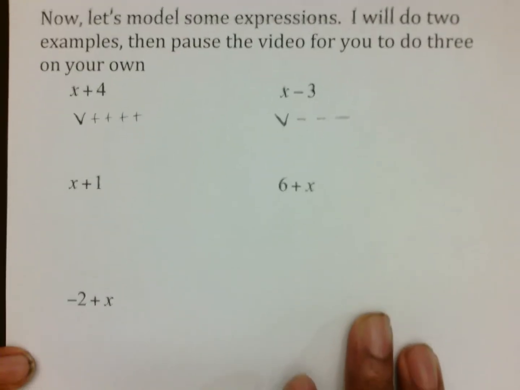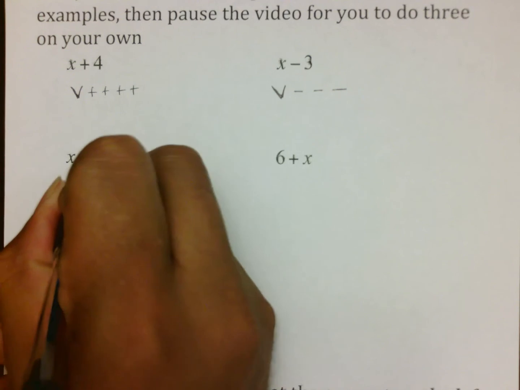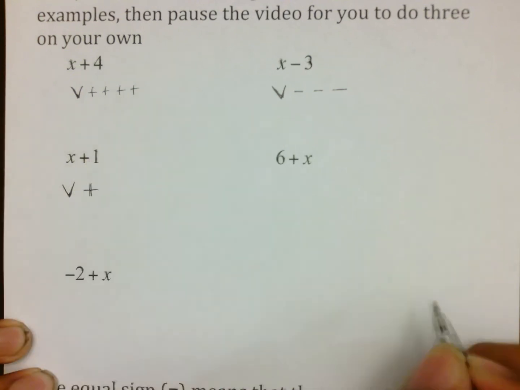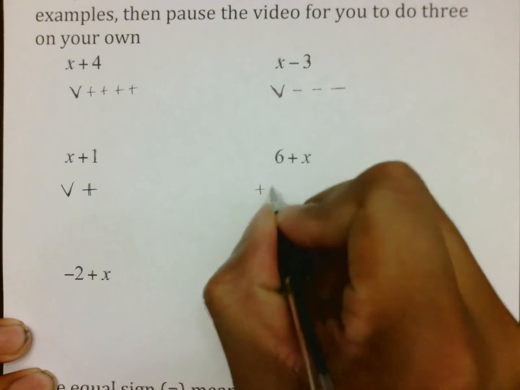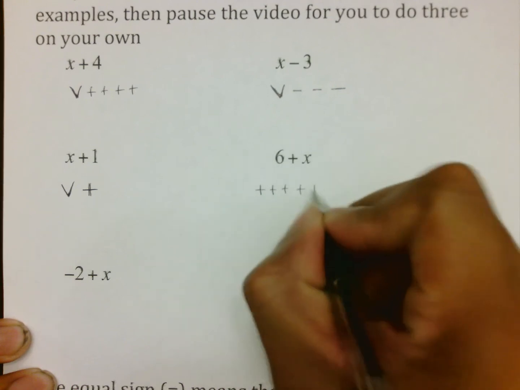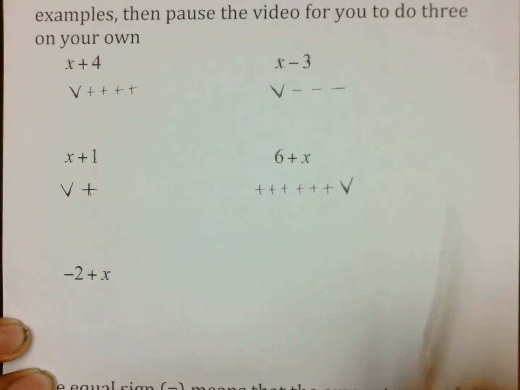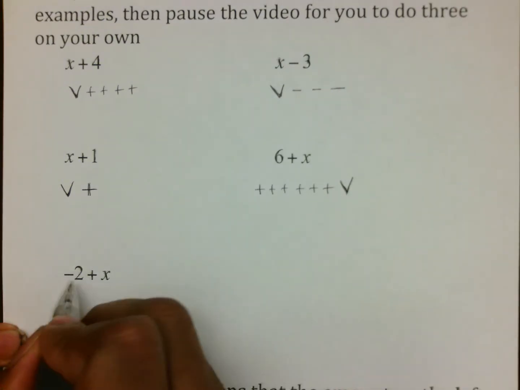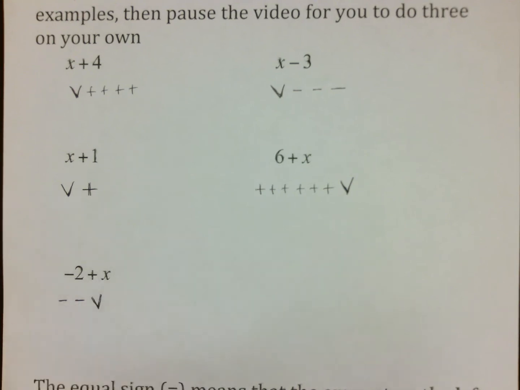For the answers on this, x plus 1: the first term is an x, so we put a cup. Then we have a positive 1, which would be this answer. 6 plus x: our first term is a 6, 1, 2, 3, 4, 5, 6. That's a positive 6, and an x, which means we put a cup after that. Negative 2 plus x: 2 negatives and a cup.